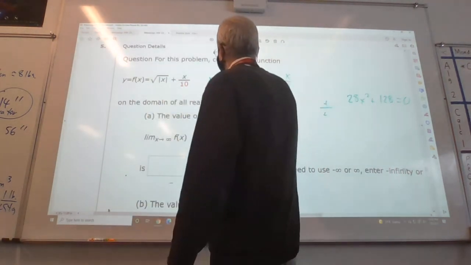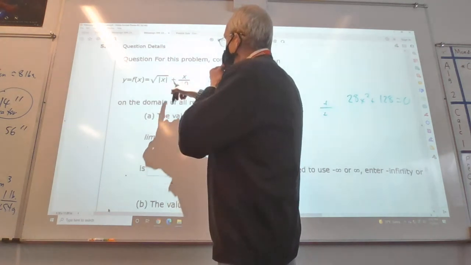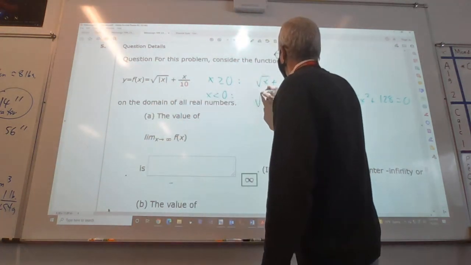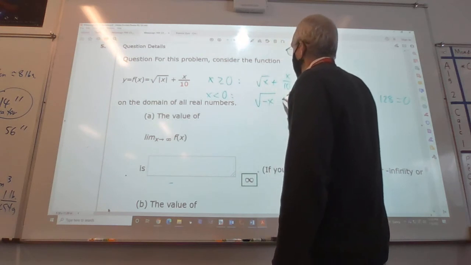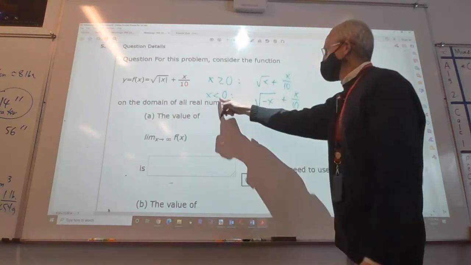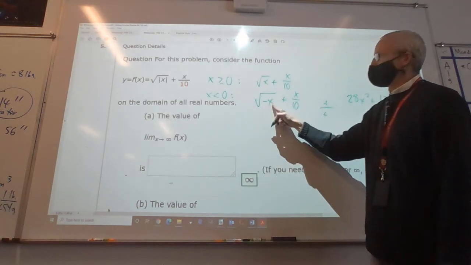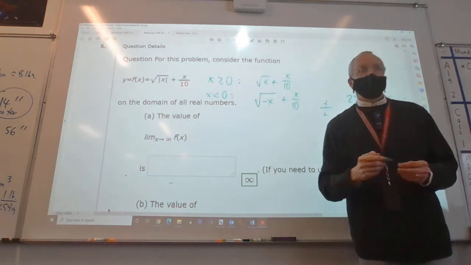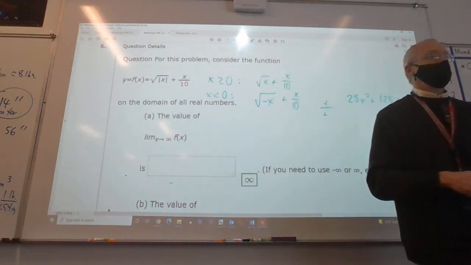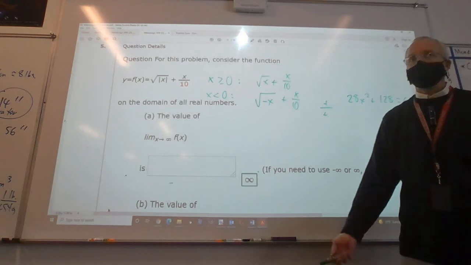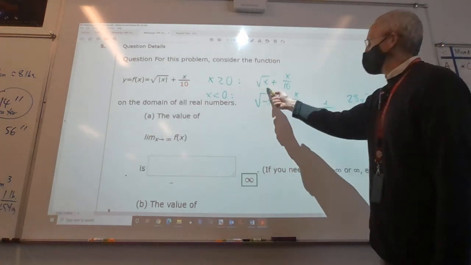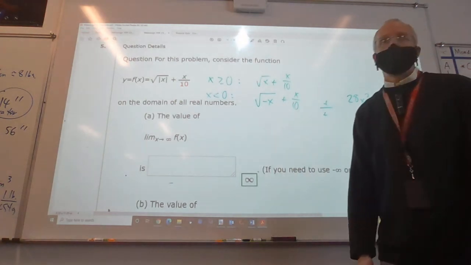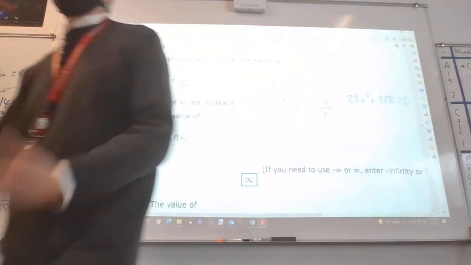For x less than 0, then we make it positive. So then our formula is square root of negative x plus x over 10. Because if x is less than 0, negative times negative makes it positive. So basically, we replace the absolute value with the negative there. And we're okay, because x is always negative, so we know it's a positive. So basically, we have 2 problems to do. When x is greater than or equal to 0, this is our formula. When x is less than 0, this is our formula. And so you just got to look at each side now.